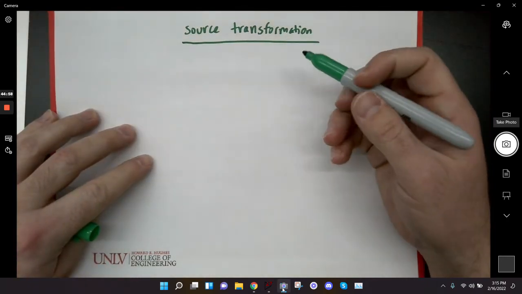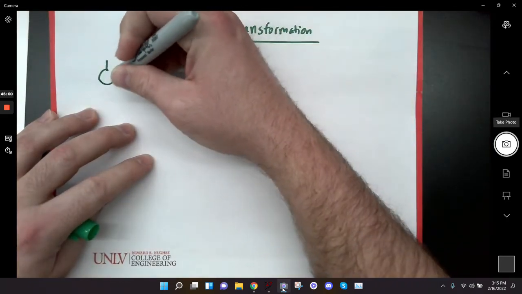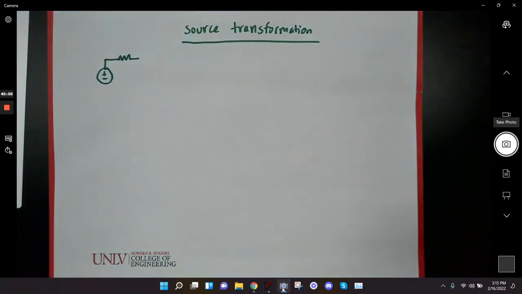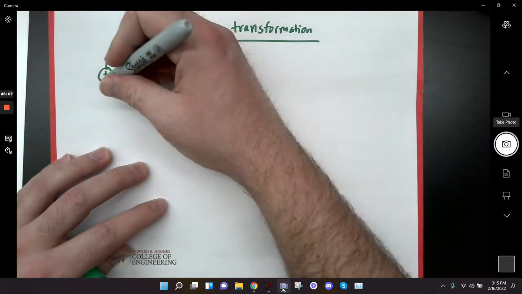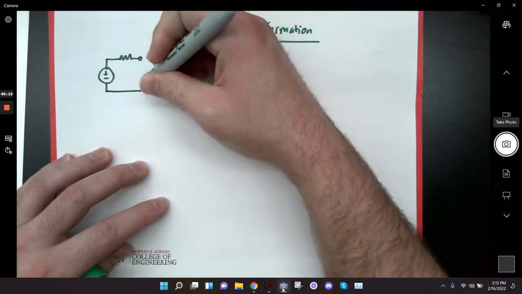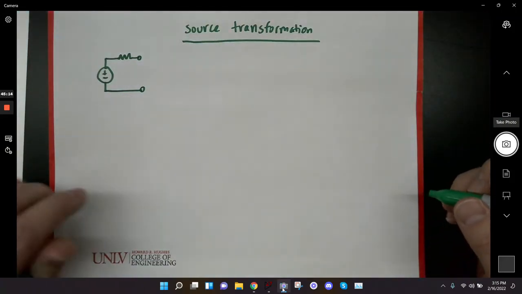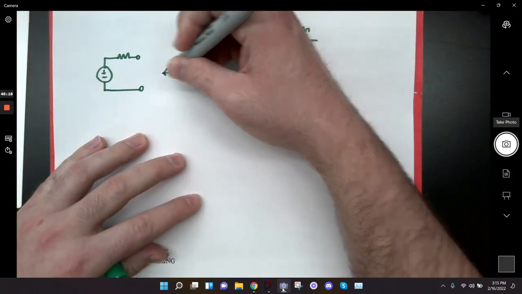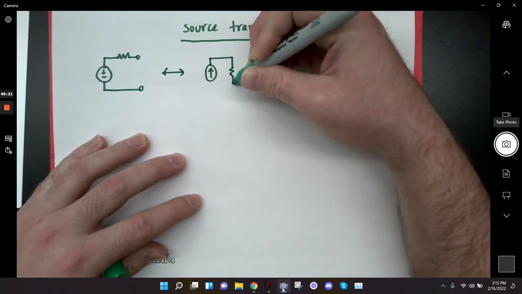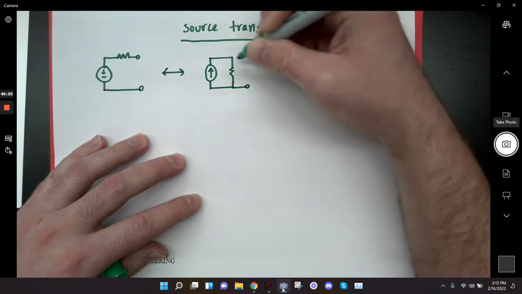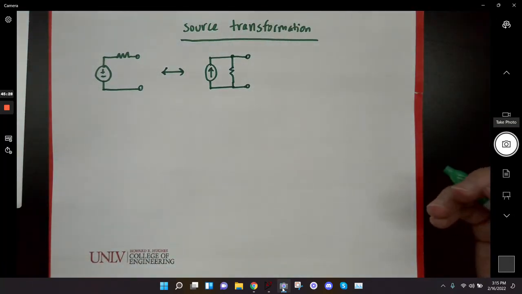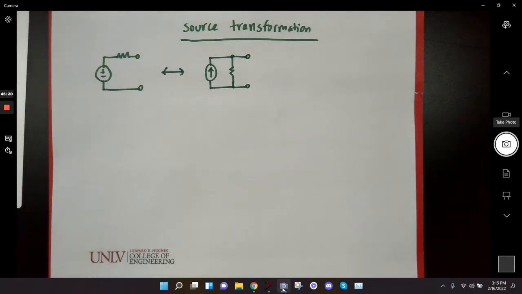So basically source transformation, right? If I have a voltage source and a resistor, this is just going to feel like dumbed down Thevenin and Norton, so just bear with me. If I have a voltage source with a series resistor, there exists an equivalent current source with a parallel resistor. You might be like, no crap, that's exactly what we just did, right? But this is not in that context. This is in the context of actually solving problems.